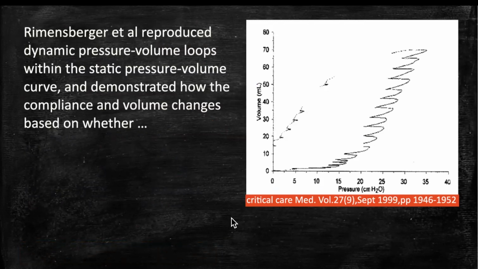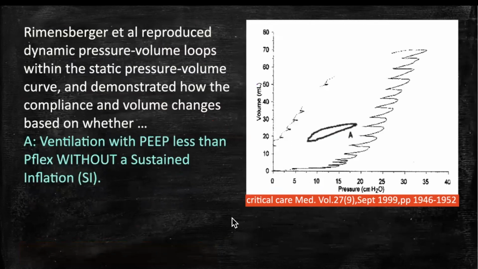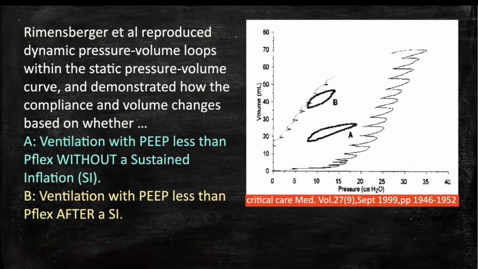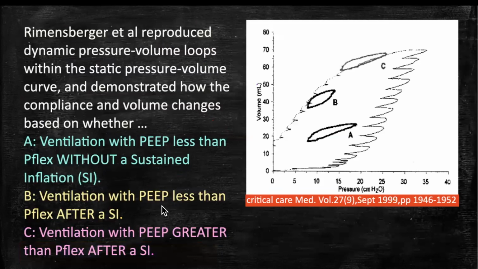They had this outside static PV loop, and inside they had 3 dynamic PV loops, and these PV loops were at 3 situations. One situation was when the PEEP was less than P flex without a sustained inflation. Another was ventilation with PEEP less than the P flex after a sustained inflation. And the third situation was when the ventilation was with PEEP greater than P flex after sustained inflation.